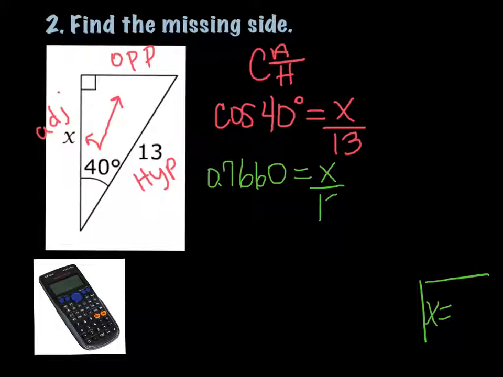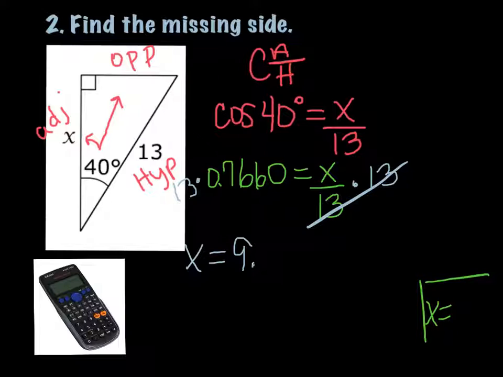Now I just have to solve this equation. So to get x by itself, we multiply both sides by 13. Those cancel out. So I went ahead and just left the 0.7660. It kept going. I left that in my calculator. So I'm going to take that number and multiply by 13. And I get 9.96. So we found our missing side of 9.96. So that's x.